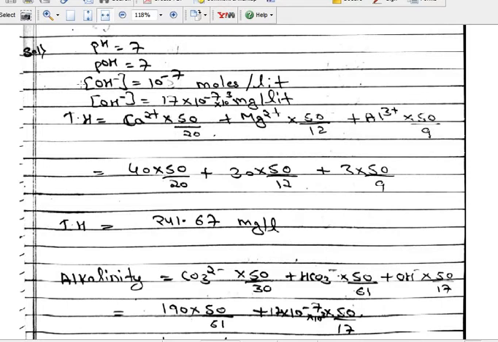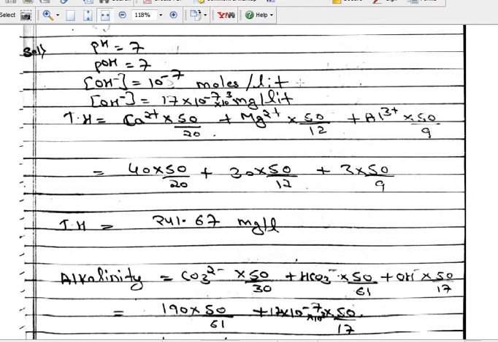See, pH is given to you. So if pH is 7, then definitely pOH is equal to 7, because 14 minus 7 is 7. From this we can find the OH minus ion concentration. So this is your 10 to the power minus 7 moles per liter. So OH minus ion concentration is given.